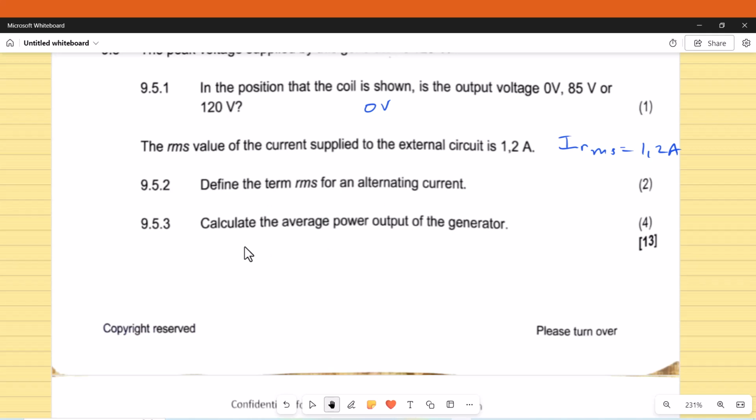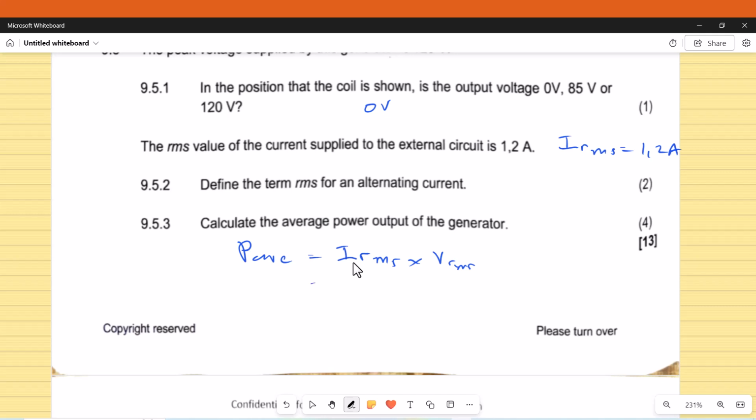Okay, next is here. Calculate the average power output of the generator. So what do we know about our average power? P average, you can get it in 3 ways depending on the given information. So here we have the root mean square current. Okay, we can use I_rms times V_rms.